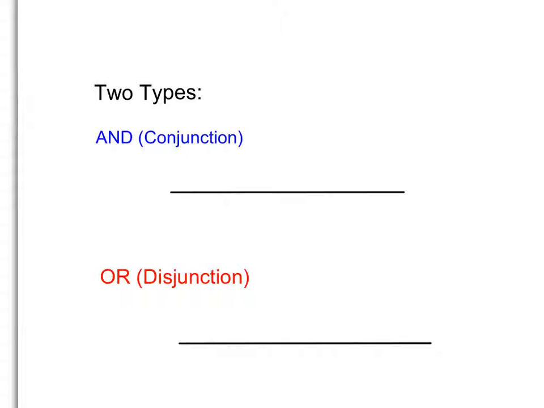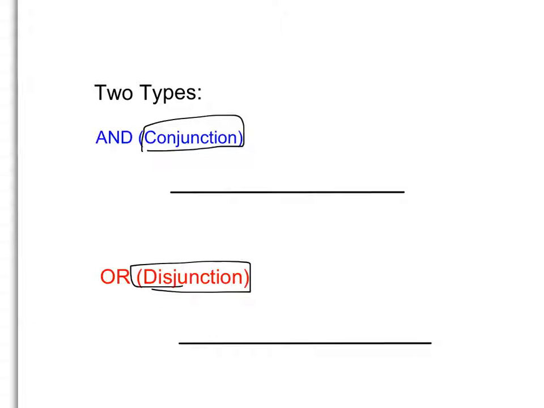Now, when I say combined inequalities, I'm talking about two different types of inequalities. The first type is called an AND inequality, which is also called a conjunction, or there's an OR inequality, which is called a disjunction. Here's what that's going to look like.